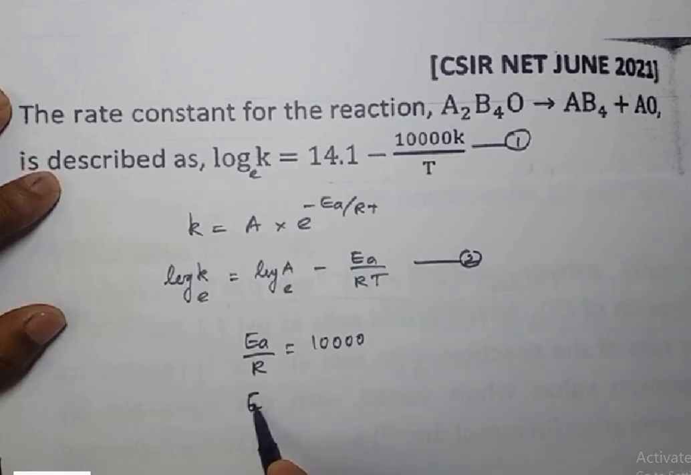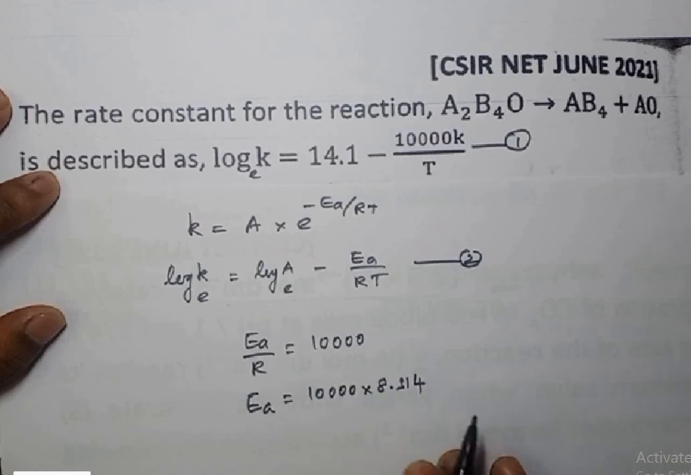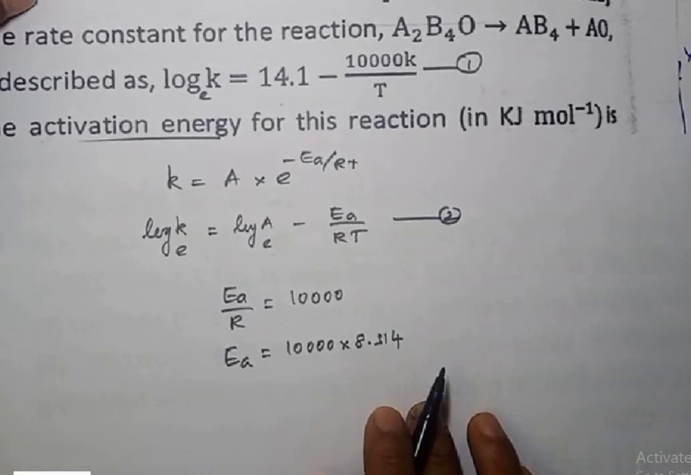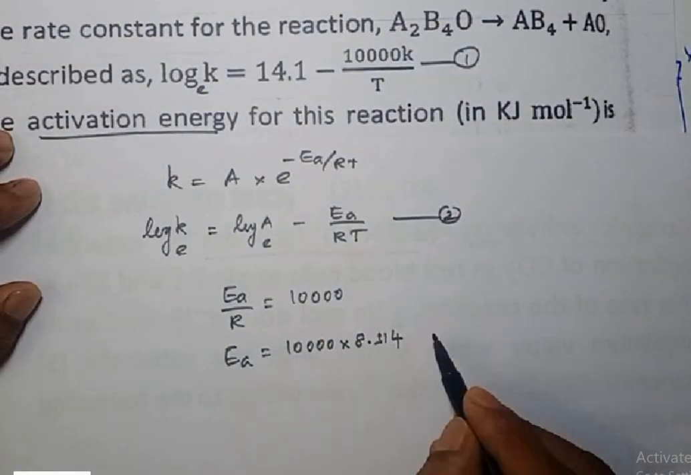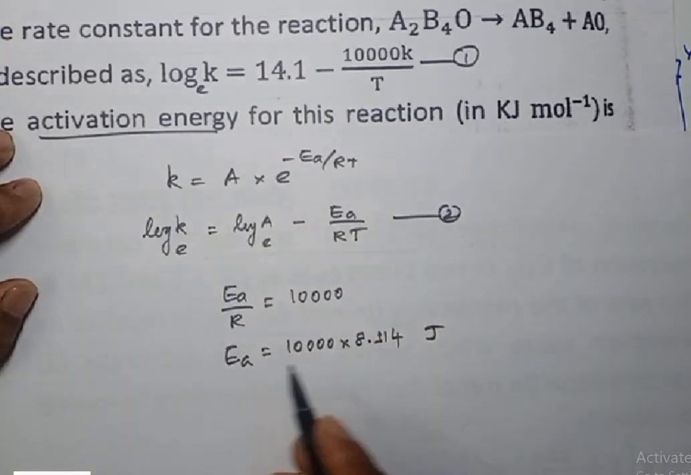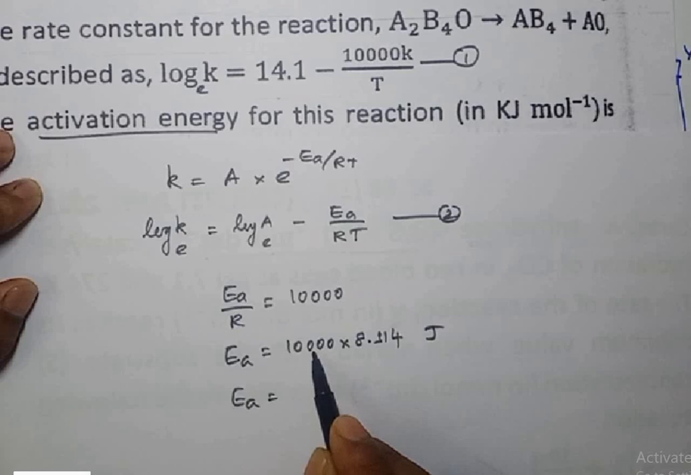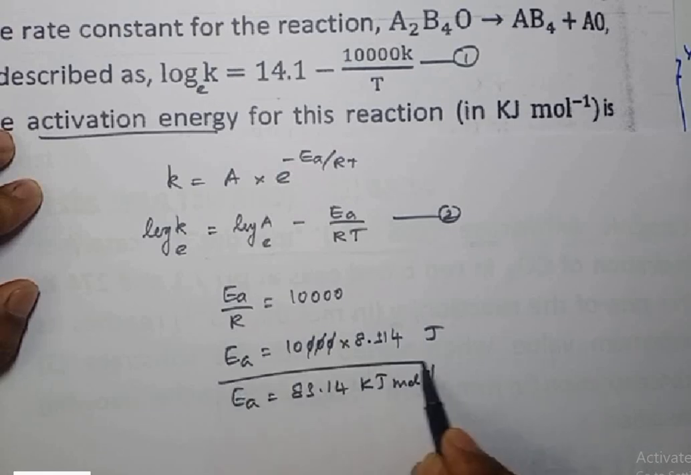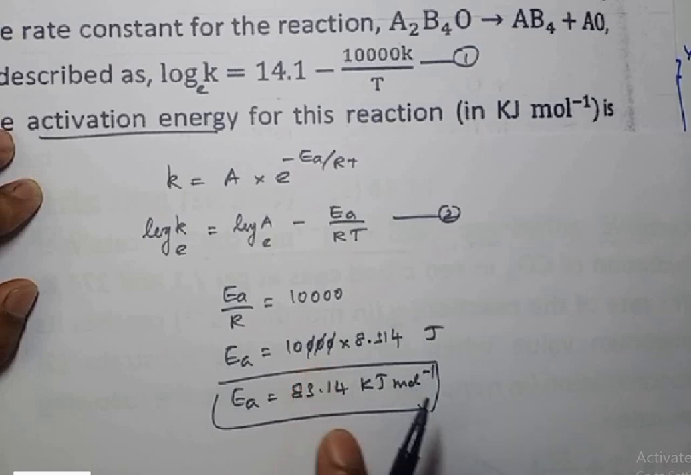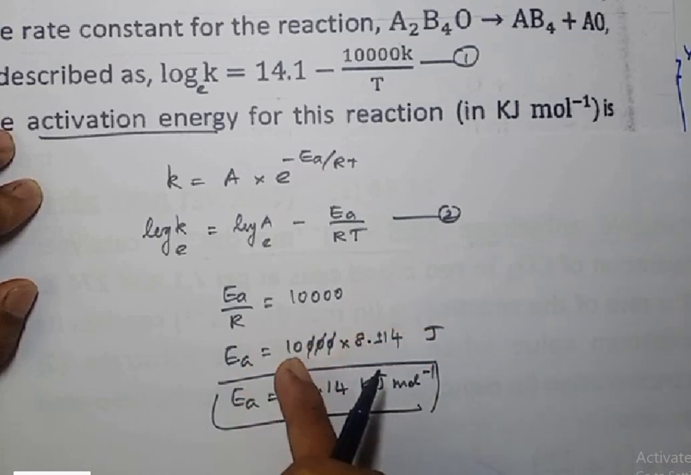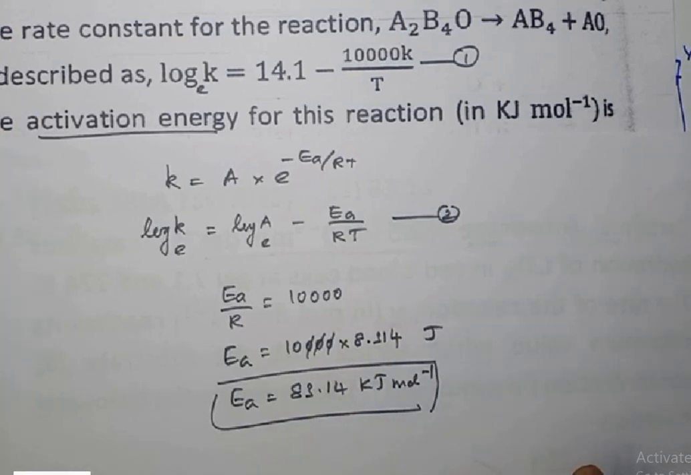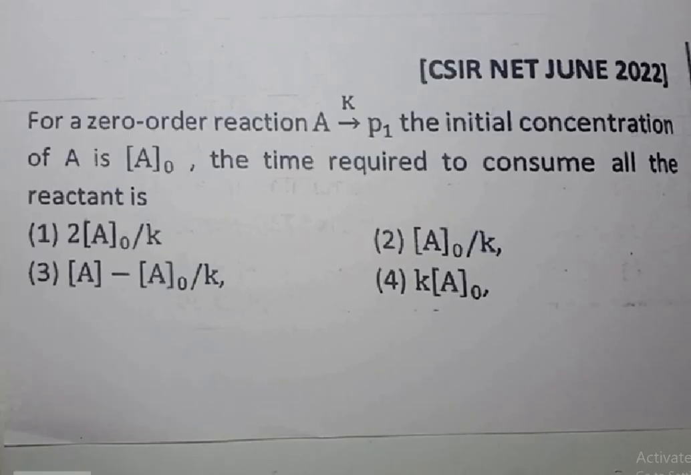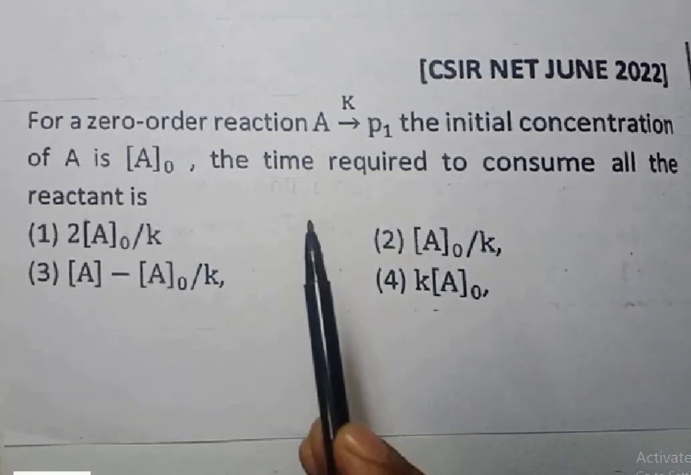Then what is EA? EA is equal to 10,000 into 8.314. And we want the answer in kilojoule. This will give the answer in joule. To convert to kilojoule, divide by 1000. So just cancel 3 zeros, and 10 into 8.314, you will get 83.14 kilojoule per mole. To convert joule into kilojoule, you should divide by 1000. So this question appeared in 2022 June.